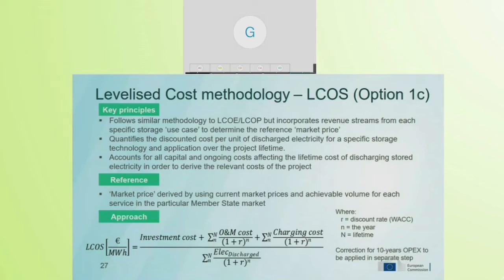And the levelized cost of storage then is calculated very similarly to the other methodologies, in that it is simply a calculation of a unit cost over the lifetime of the project using the weighted average cost of capital as the discounting factor. So you have a market price or a reference price, which is a price as at today, which will escalate over time, and you compare that against your calculation for levelized cost of storage, which is the capex minus the O&M and the cost of charging, which is your other OPEX cost, over the discounted amount of electricity over the lifetime discharged. Next slide, please.